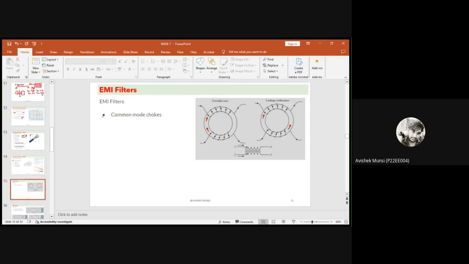So next, the EMI filter. For the EMI filter there are basically two types of chokes: we are using a common mode choke and a differential mode choke. But before moving into it, we'll discuss a little bit about the dot convention so that you can understand these things.